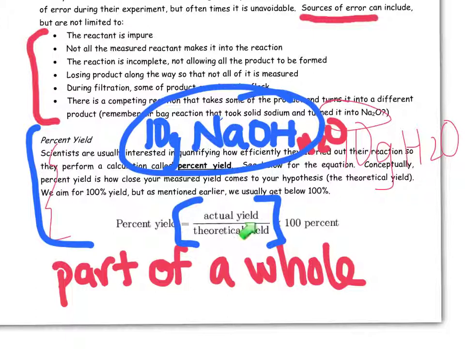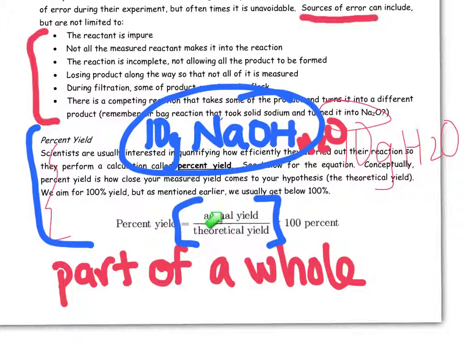So what's our whole? It's on the denominator. Our whole is what we should get. The theoretical yield is what you should get. So if stoichiometry says you should make 10 grams of your product, then you should get 10 grams of your product. That's your whole. Part of your whole, the part goes on the top. So maybe you only get 9 grams, you only measure 9 grams, right? Because you had sources of error.